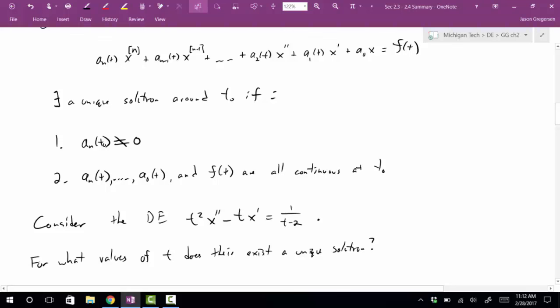Right? T can't equal 2. So t can't equal 2. What else? Yep. T can't equal 0. Well, why not 0? I don't see 1 over t anywhere. That leading coefficient is t squared. That leading coefficient can't be equal to 0. Okay?